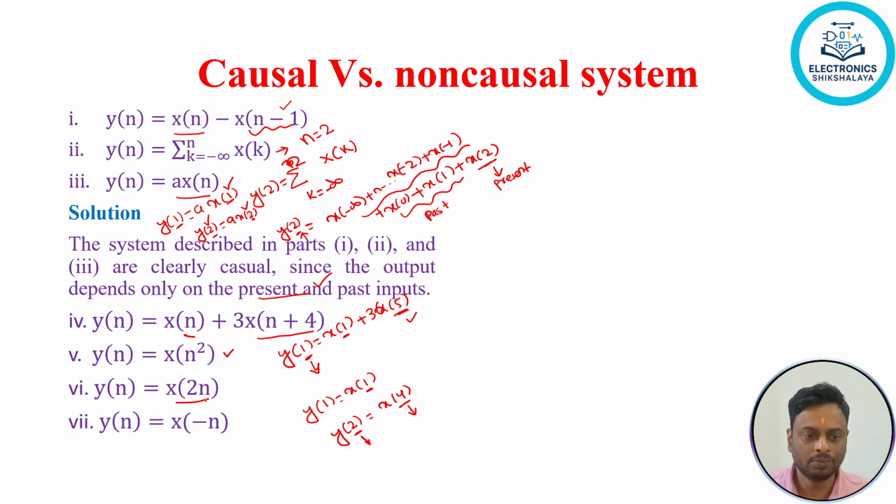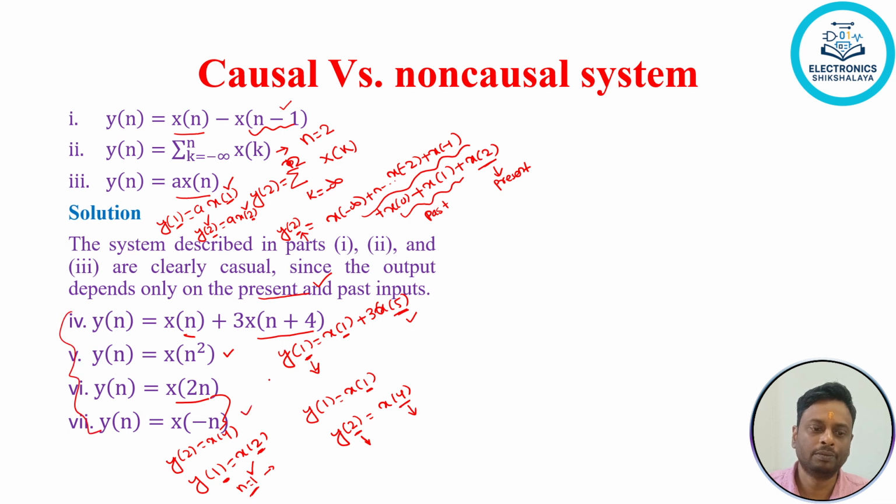In this case also, if we put y of 2, it will be x of 4. So y of 1 will be x of 2. This is the future values of the input samples. We are interested in n equal to 1, which is the present value of y, but the output depends on the input at 2. So it is the future values of the input samples. That is why these are all non-causal systems.